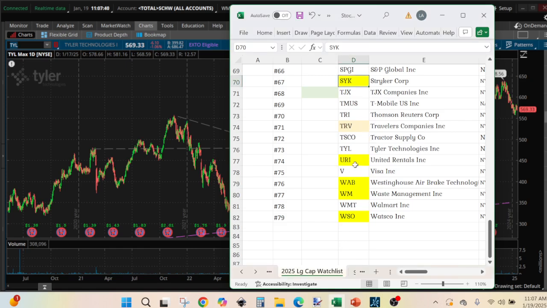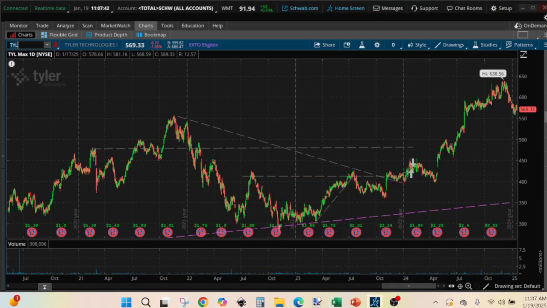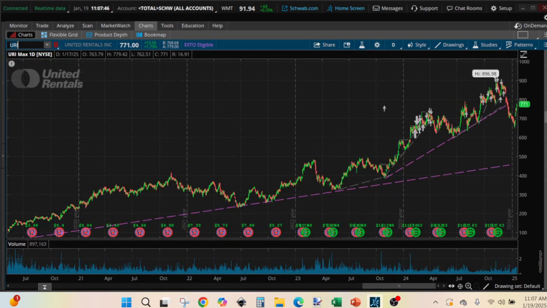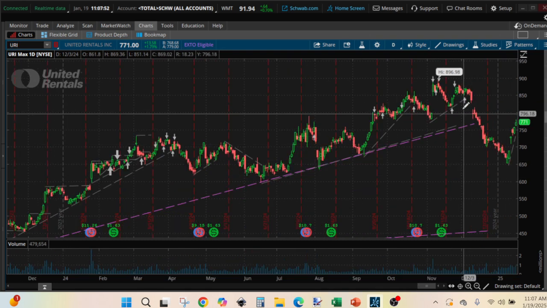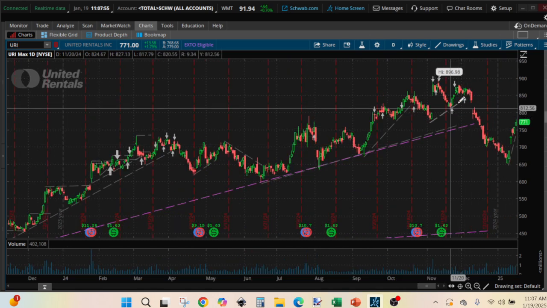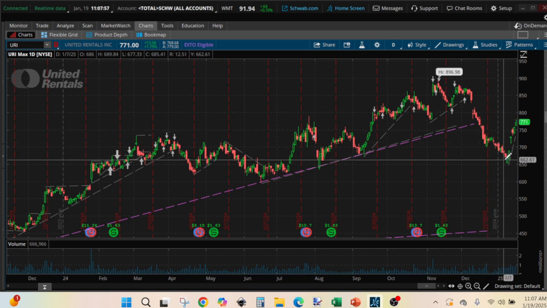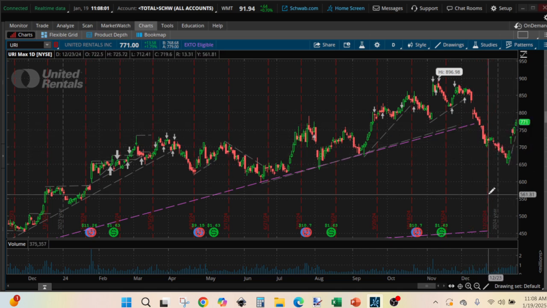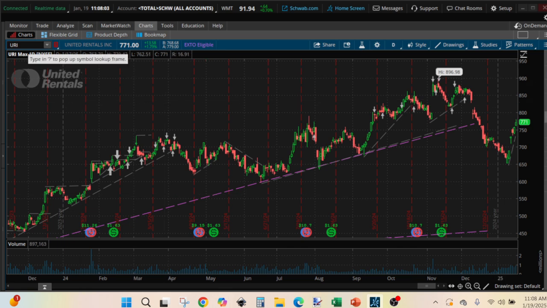The next one is URY. URY, we purchased some. We have not sold it yet. And we have our trend lines. We purchased it somewhere there. That short trend line ended. The price pulled back, went below this one, and started going up. So we are just going to keep observing it.